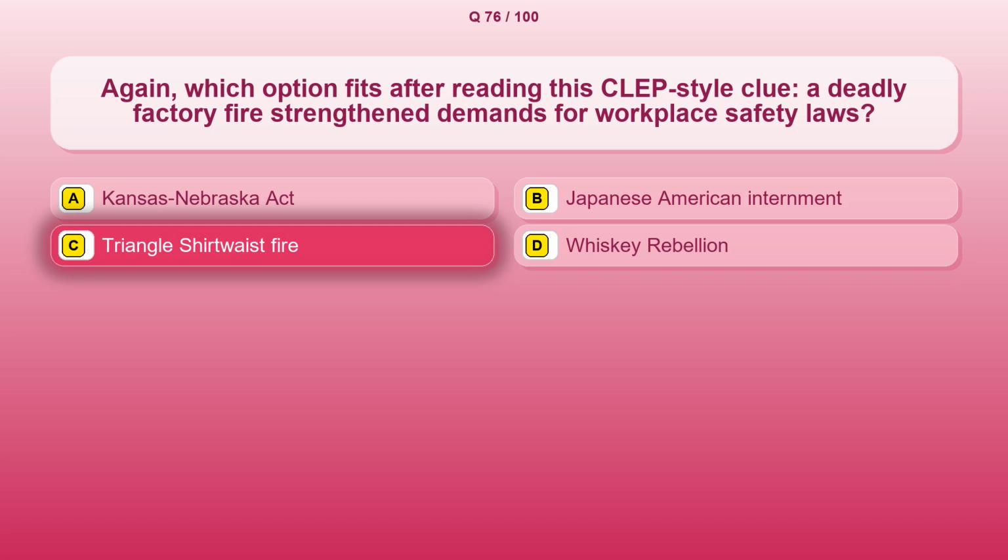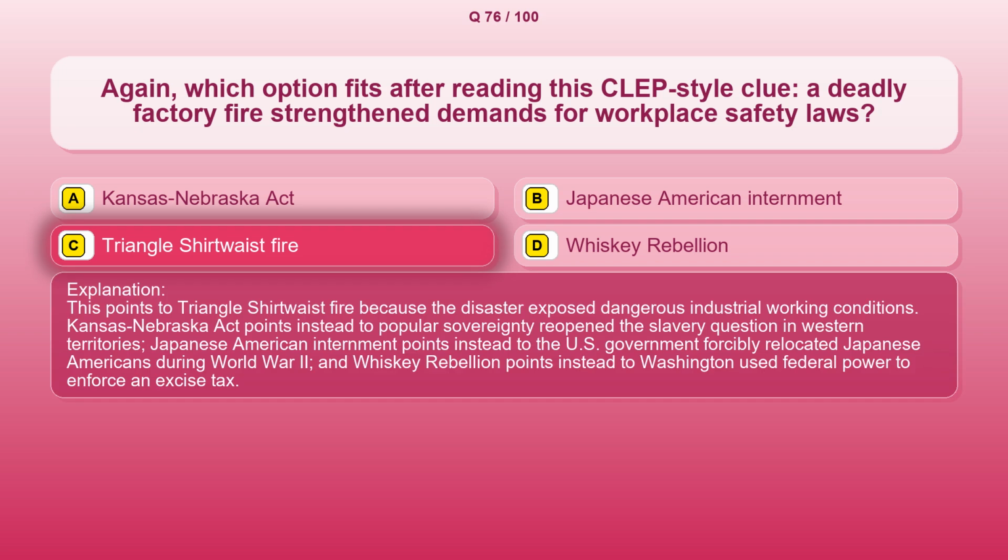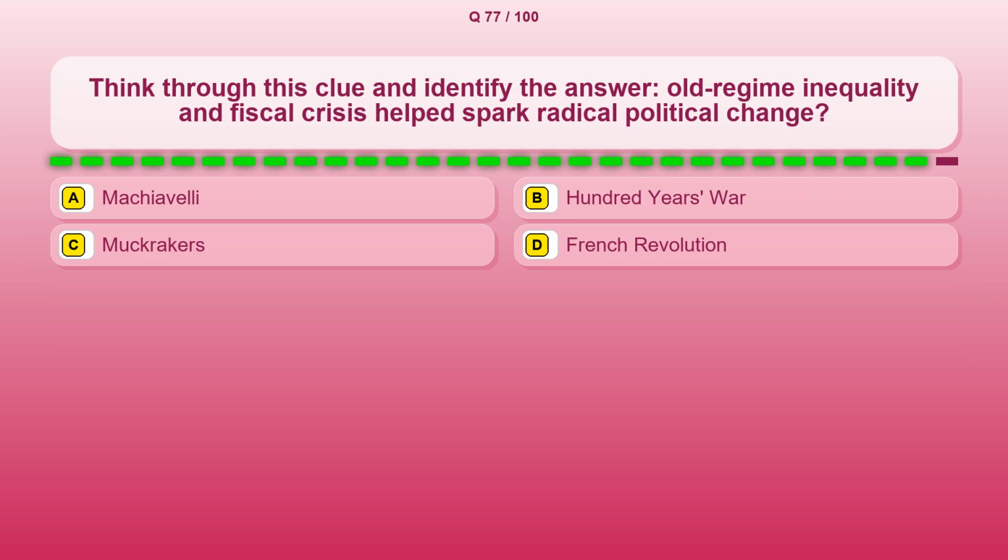The correct answer is option C. Triangle Shirtwaist Fire. This points to Triangle Shirtwaist Fire because the disaster exposed dangerous industrial working conditions. Kansas-Nebraska Act points instead to popular sovereignty reopened the slavery question in Western territories. Japanese-American internment points instead to the U.S. government forcibly relocated Japanese Americans during World War II, and Whiskey Rebellion points instead to Washington used federal power to enforce an excise tax.